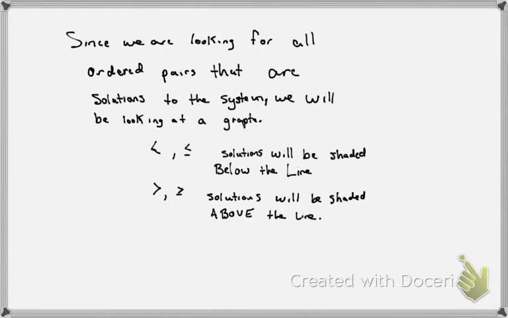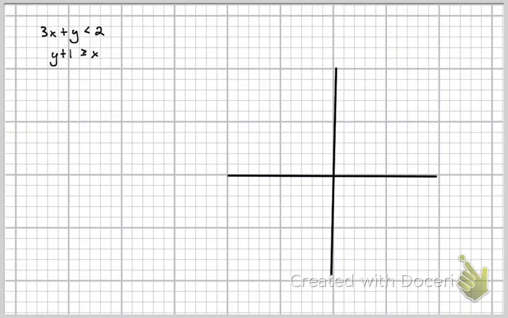So let's take a look at our first system of inequalities. We have 3x plus y is less than 2, and y plus 1 is greater than or equal to x. The first thing I notice is that neither of these equations is set up as y equals, so the first thing I want to do is change them to y equals. I'm going to take my 3x plus y is less than 2 and isolate the y. To get y by itself, I'm simply going to subtract 3x on each side.